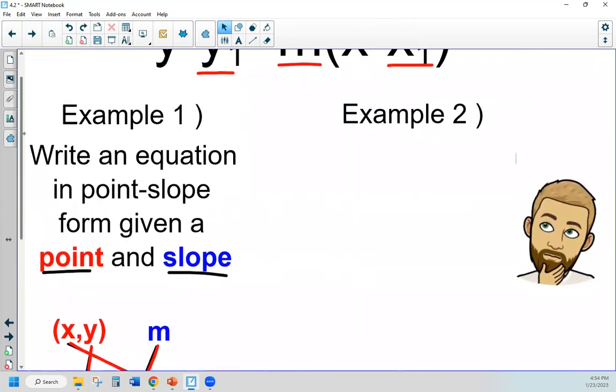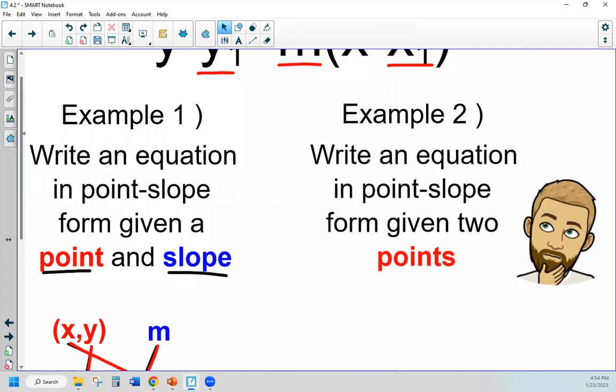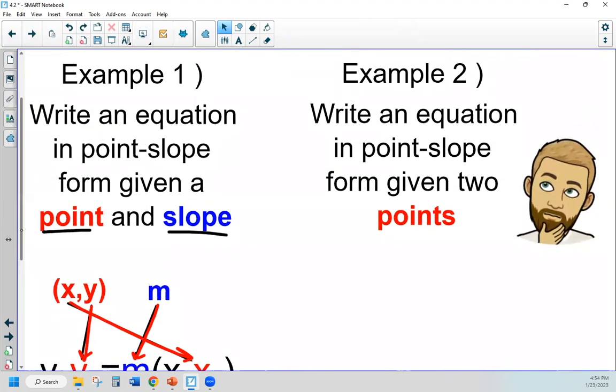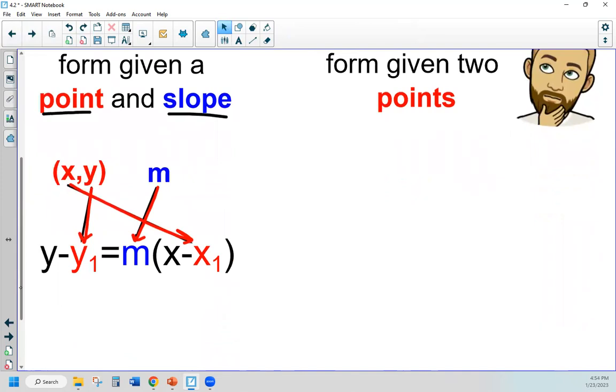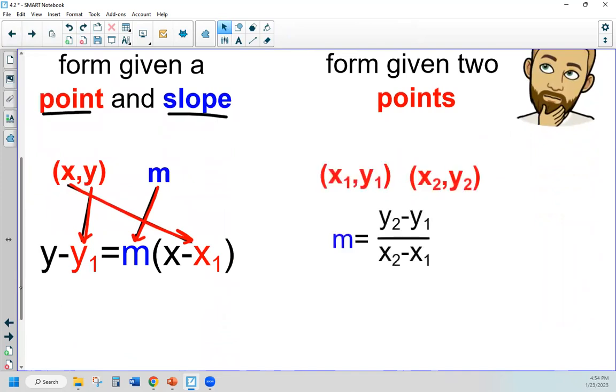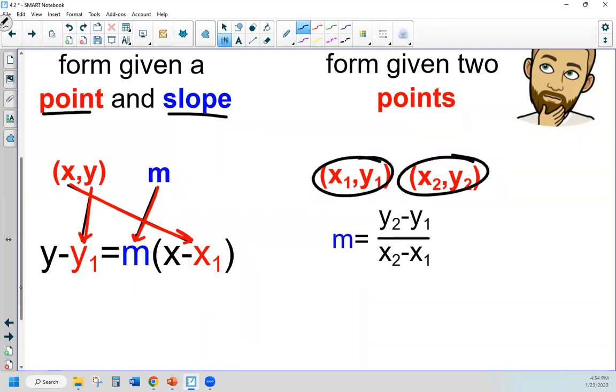What was example number 2? Example number 2 said, what happens when we give you 2 points? Can you create the equation if we give you 2 points? And the answer was, well, first I need to find slope. And to find slope, we need to do the slope formula. Using these 2 points right here, x1, y1, x2, y2, we can find slope.